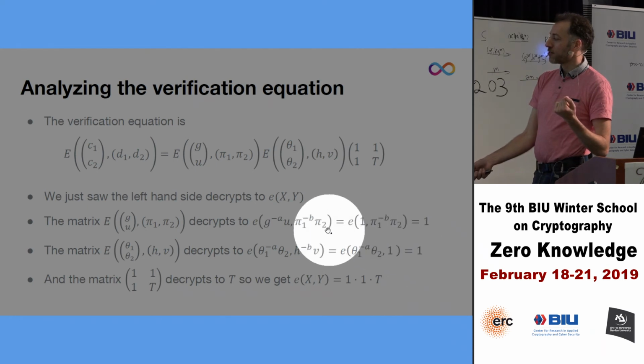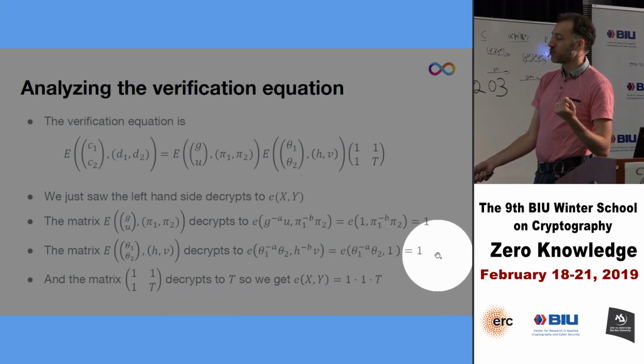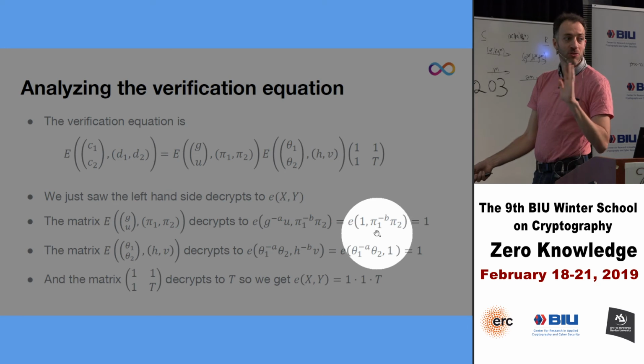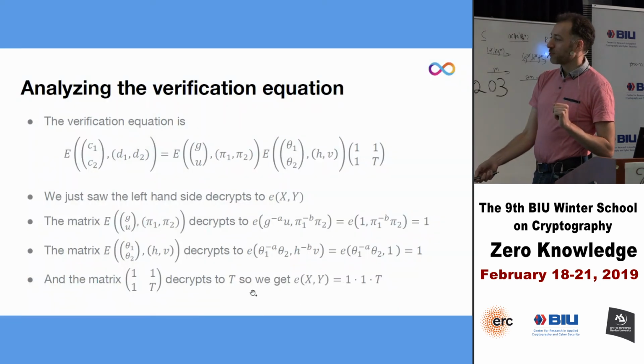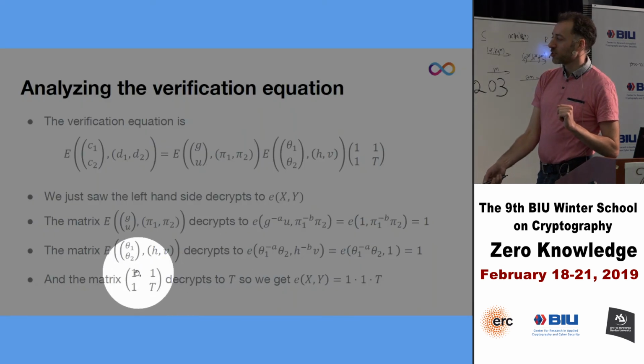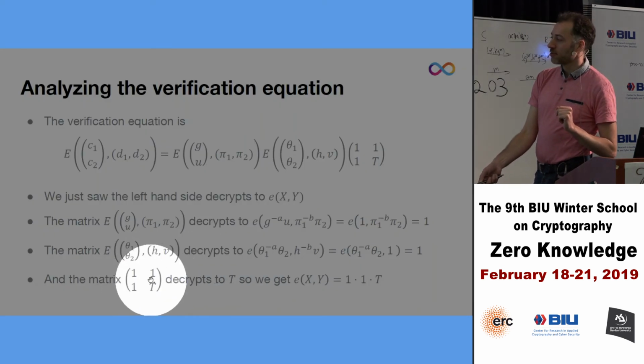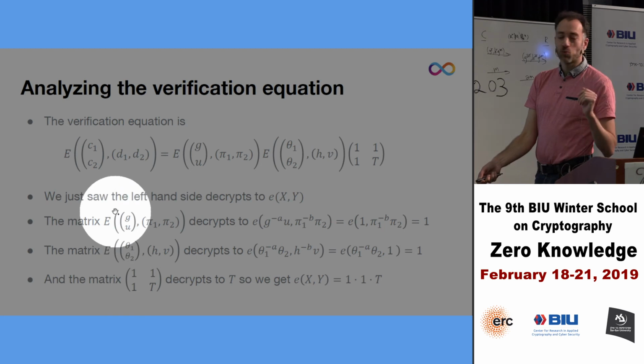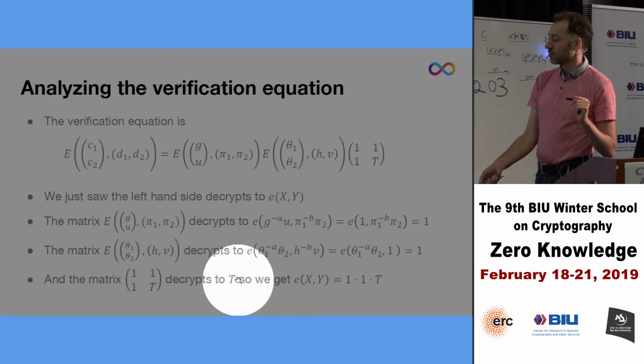Okay, and 1 paired with anything gives you 1. So that also just disappears. And finally, when we decrypt this matrix here, 111T, well, all the 1's raised to something, and that's just 1. So that's going to decrypt to T.